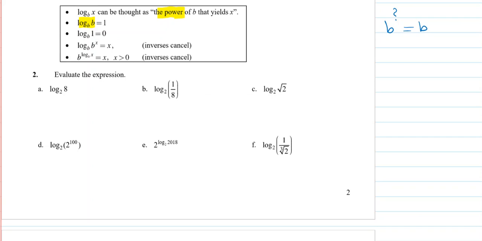With the next one, we have log base b of 1. To get the value of that, you have to ask yourself, b to what power gives you 1? And remember, b to the 0th power gives you 1.